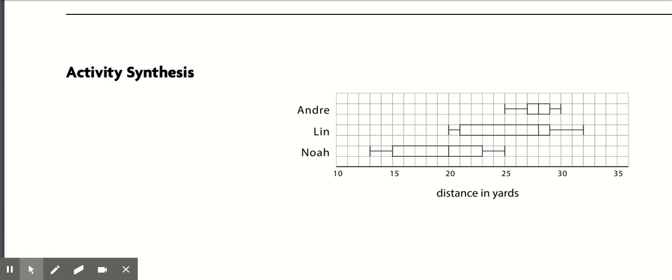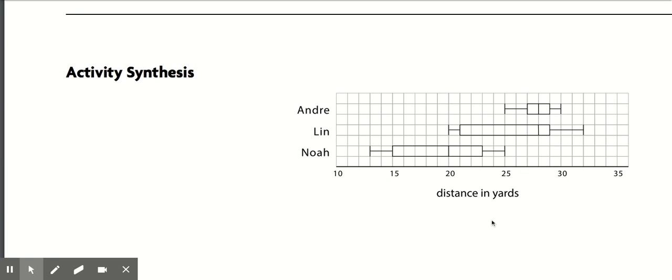What's the longest distance that any of the paper airplanes could fly? Well, we can see, looking at the three box plots lined up one under the other, that Lynn's flew the longest distance at 32 yards.